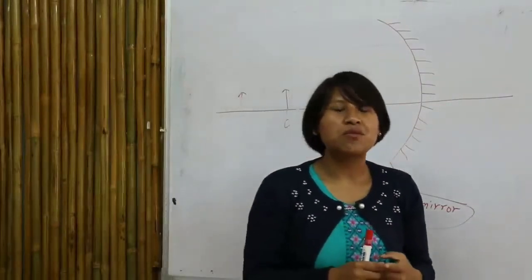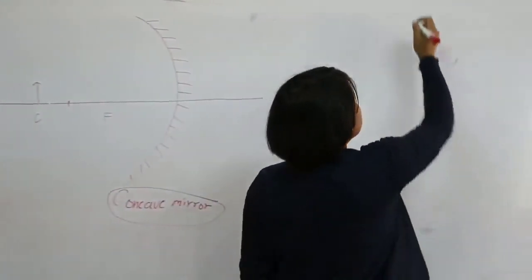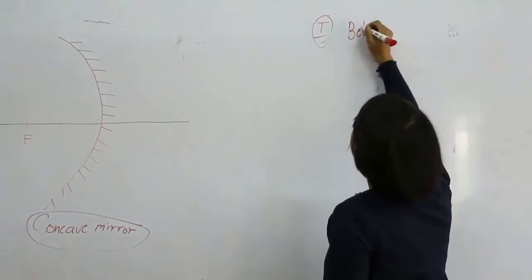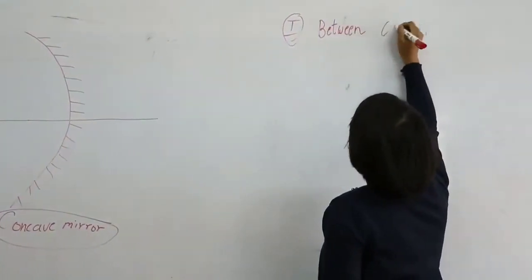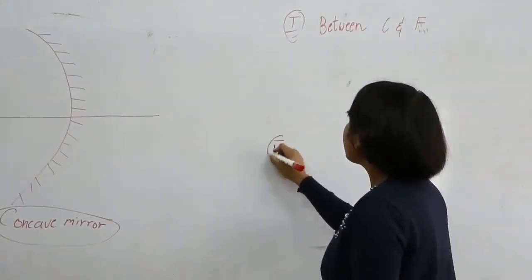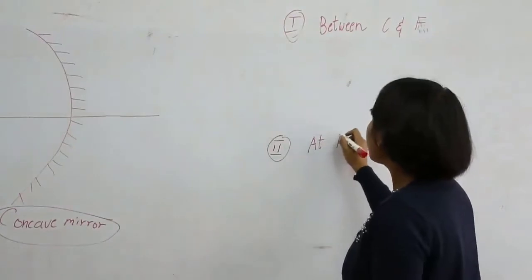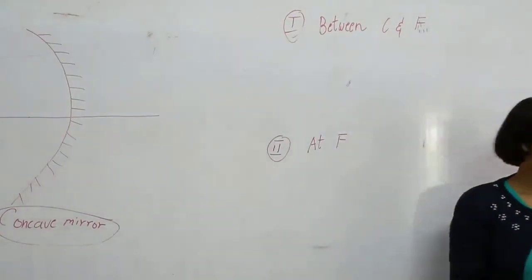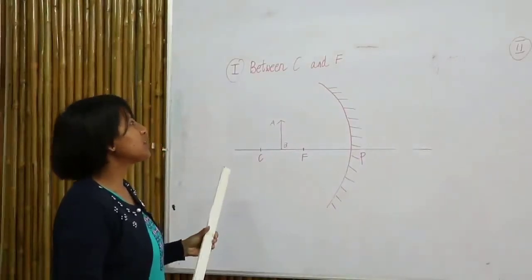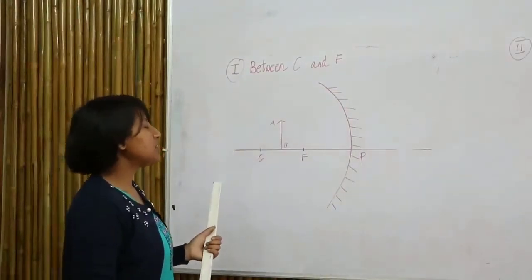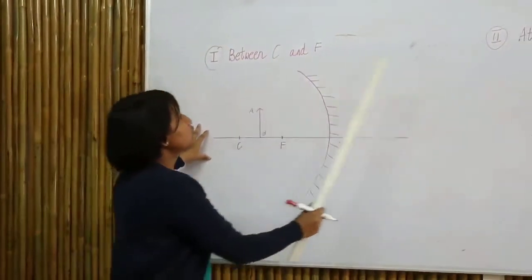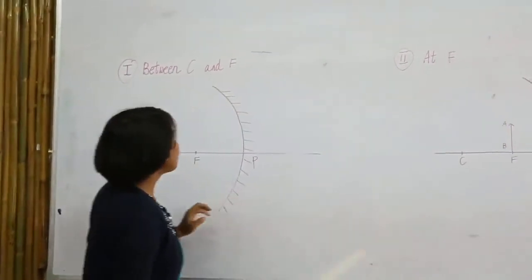So we'll do only 2 ray diagrams. The rest, you do by yourself. For the first one, I've chosen between C and F, and for the second one, it is at the principal focus. So I'll be doing the image formed by a concave mirror using ray diagrams, at 2 positions: between C and F, and at F.